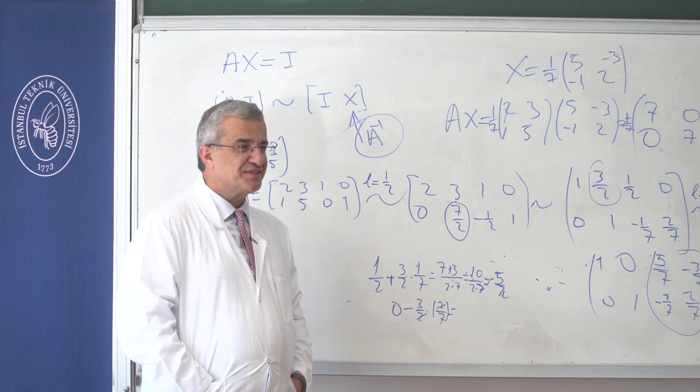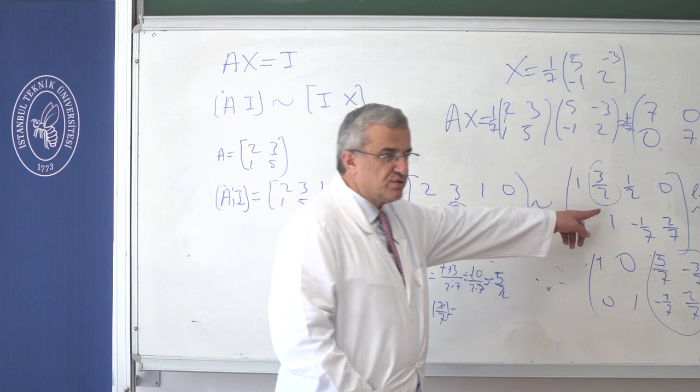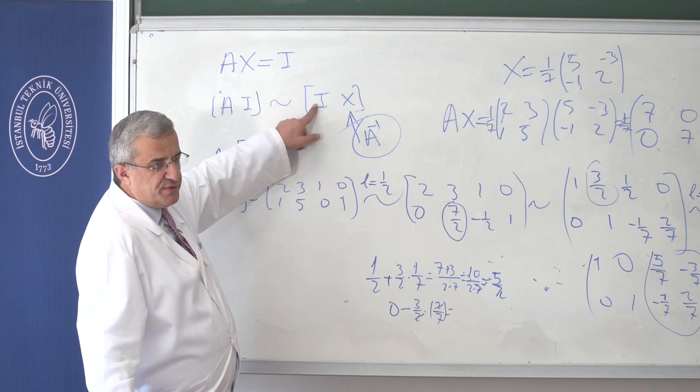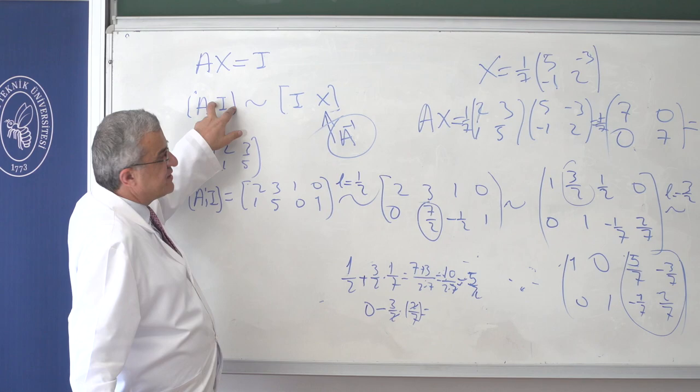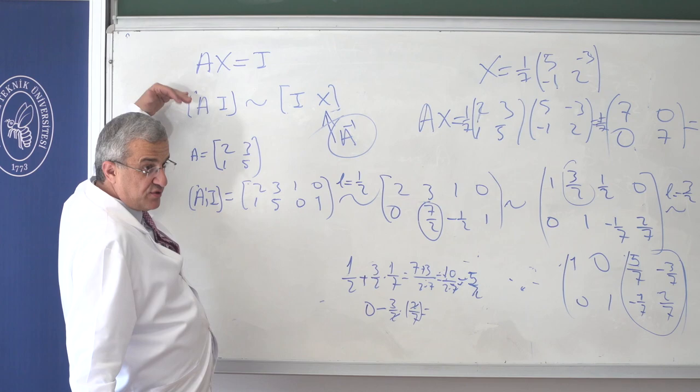Yes? In the middle part, why did we scale this one? Why did we do this? The reason is that I put my objective in the beginning. I want to put A and identity matrix side by side and perform row operations by subtracting multiples of rows from each other, etc. Do whatever you want in terms of row operations.